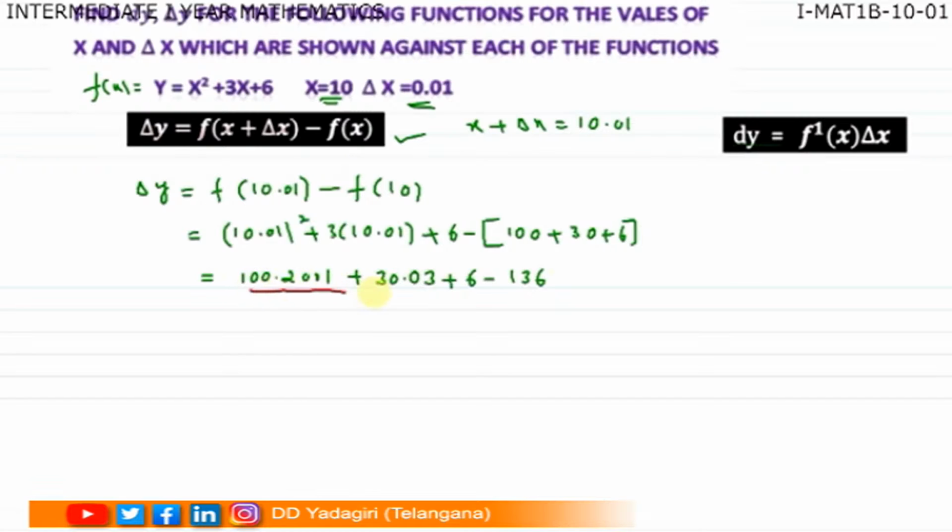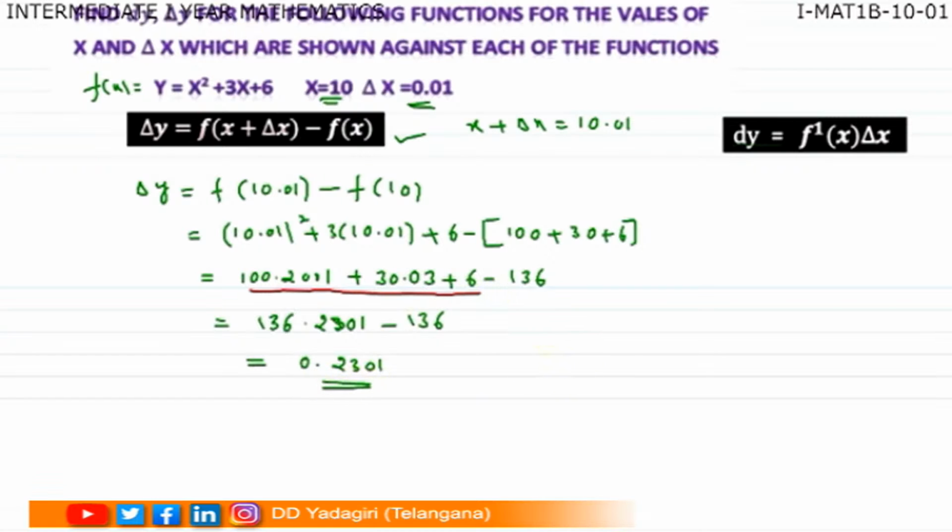And adding these three positive terms, I will get 136.2301 minus 136. On simplification, this will get 0.2301. This is the delta y value.